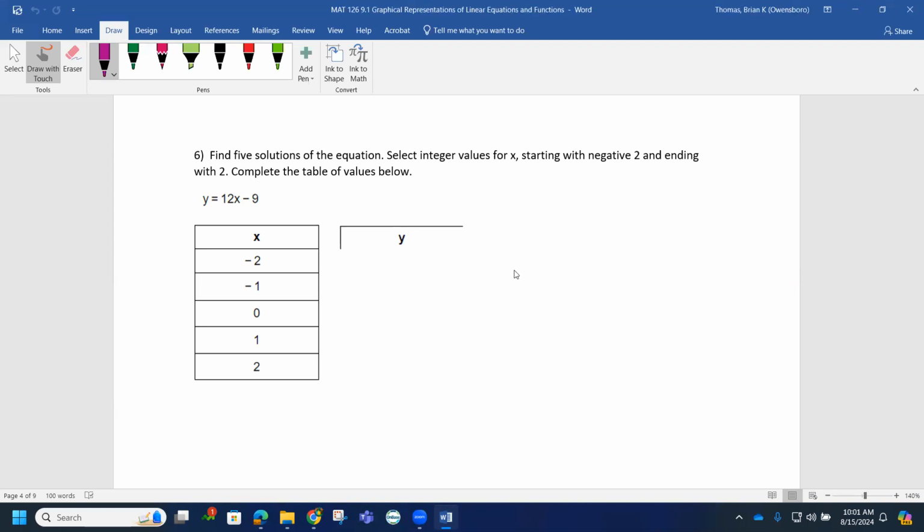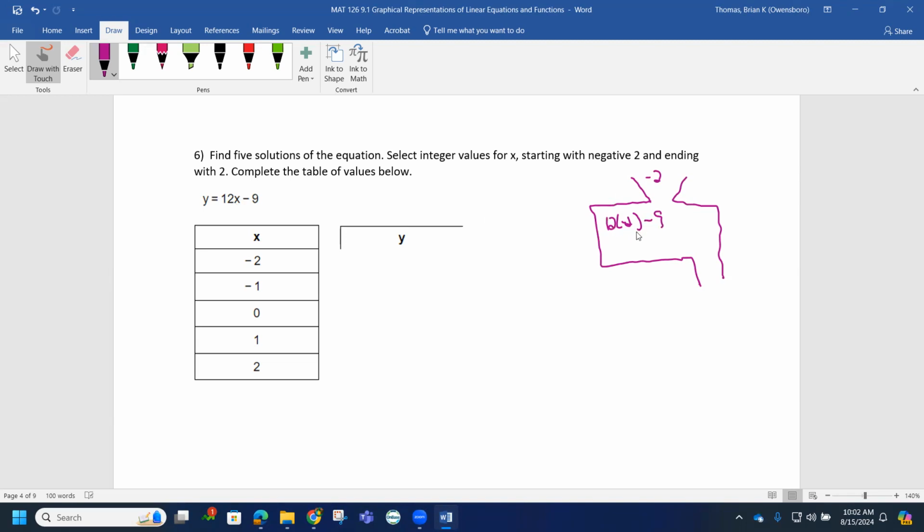So the way this works is, again, in working with equations, they're like functions, if you will. There's this input-output idea. So what they're asking us to do is pick this -2, and it has to go through a series of operations. So the x is going to get replaced with a -2. So we're going to be going 12 times -2 minus 9.